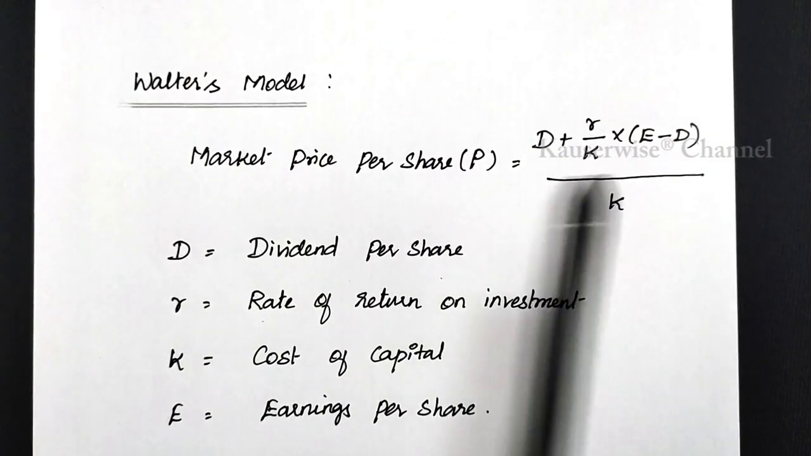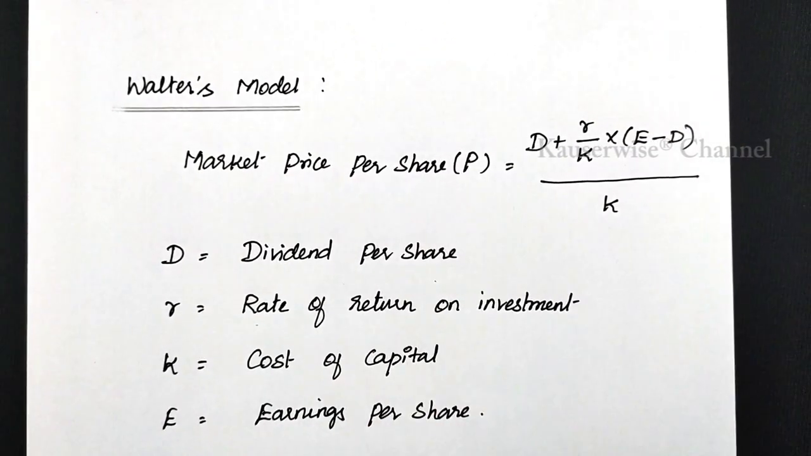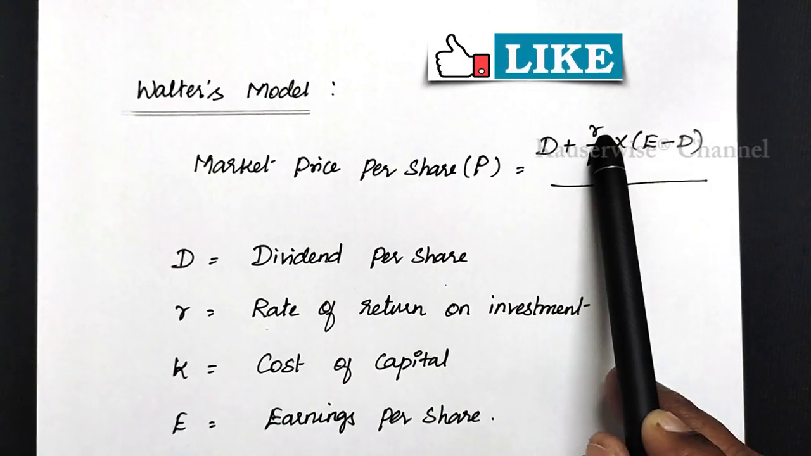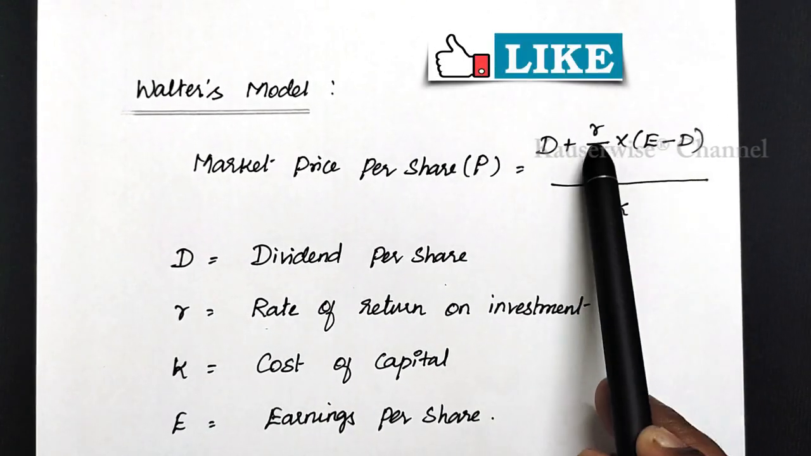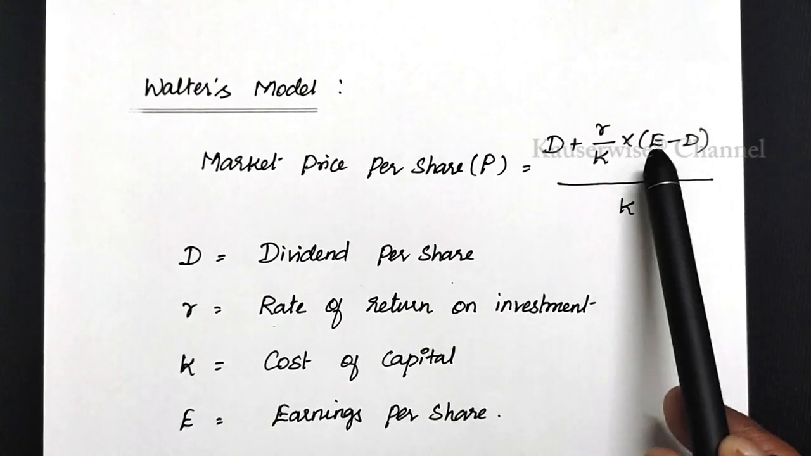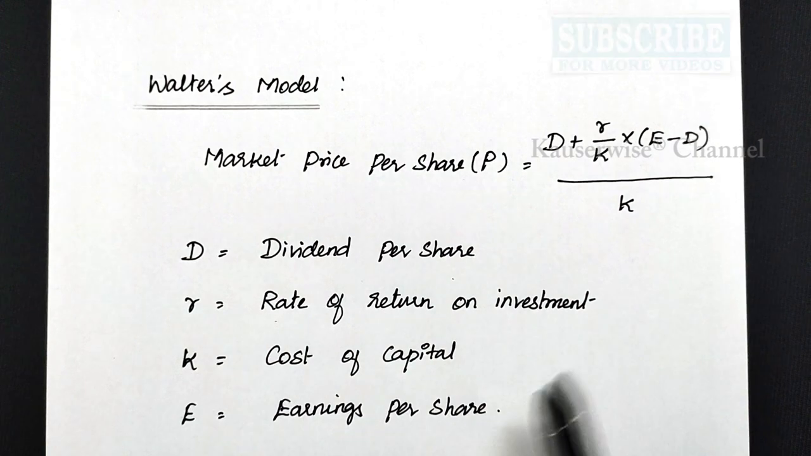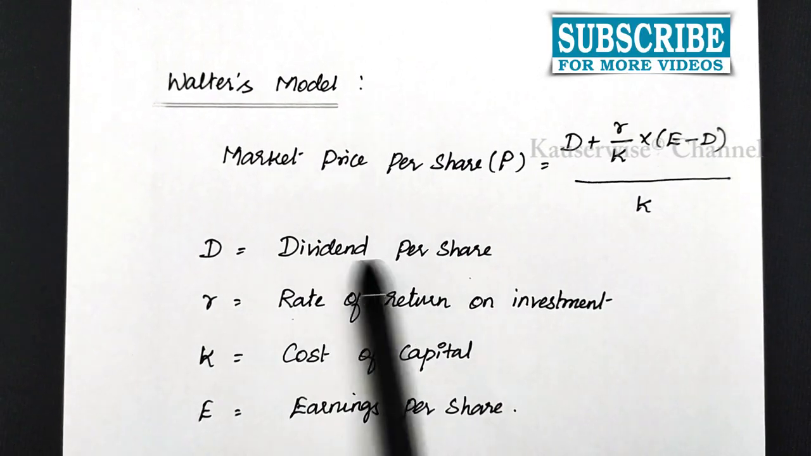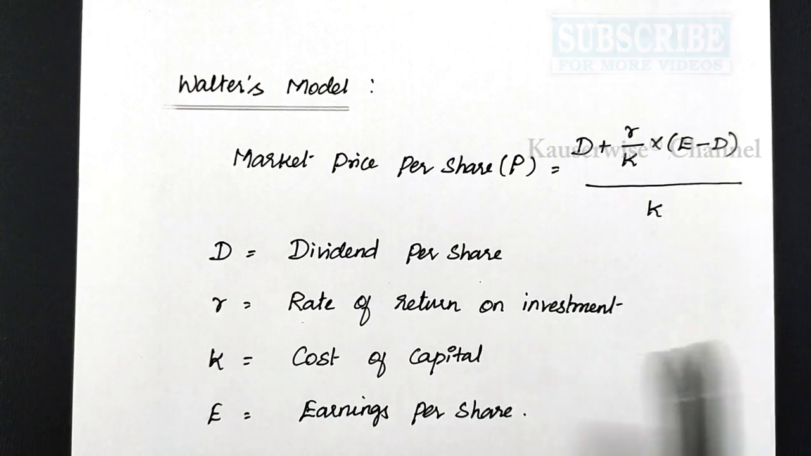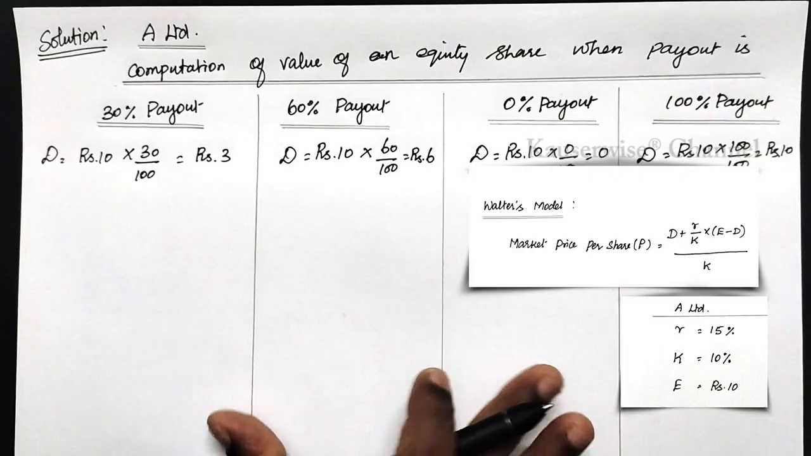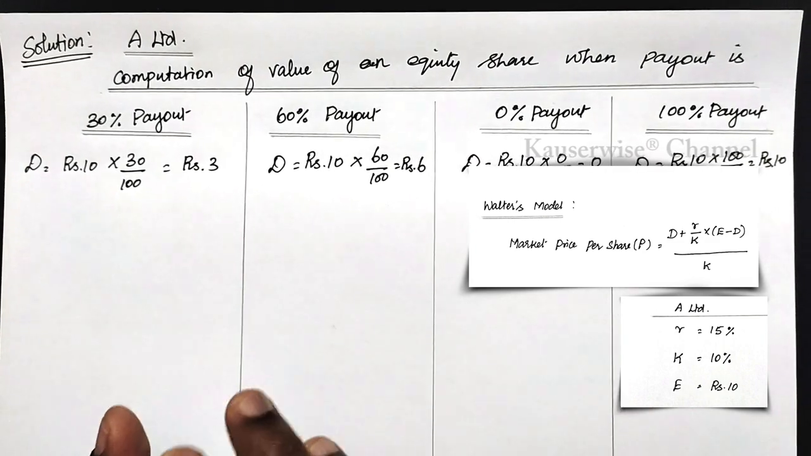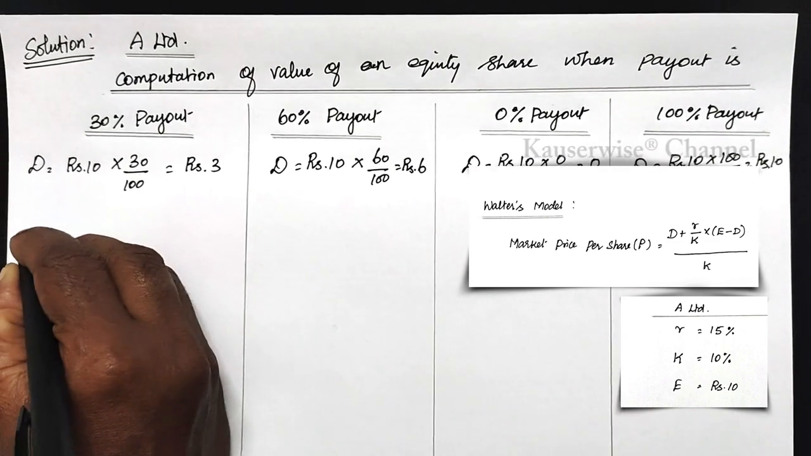Now substitute in the formula to find out market value per share. The formula for market price per equity share is D, dividend per share, plus R, rate of return on investment divided by K, cost of capital, into E, earnings per share, minus D, dividend per share divided by K, cost of capital. Now look at the problem. Now simply substitute in the formula to find out market value per equity share, that is P.